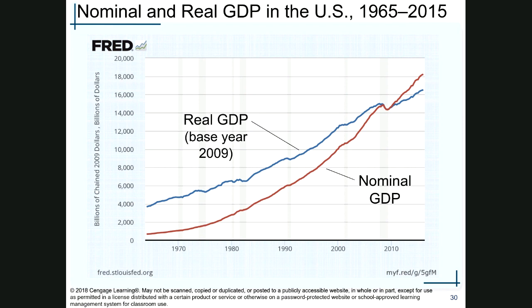Nominal GDP, the red one, goes up. Real GDP, sometimes it goes down. See, we got a period that nominal GDP exceeds the real GDP. See the gap here? See these gaps here? These got to be inflation, right?